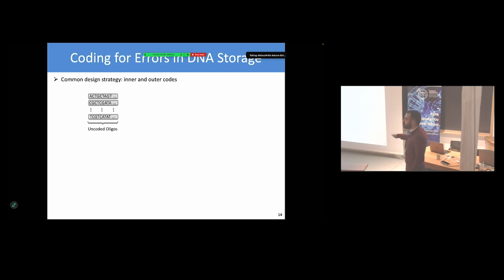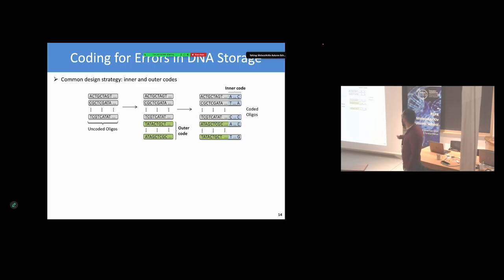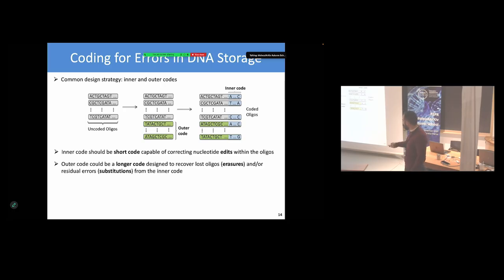So we have these uncoded oligos. We add some additional oligos in our pool using an outer code. And then we have redundancy within each oligo using an inner code. Here, the inner code should be a short code, short in length, I mean, capable of correcting nucleotide edits within the oligos. When I say edits, I mean deletions, insertions, and substitutions. So the term edit encompasses all these three.